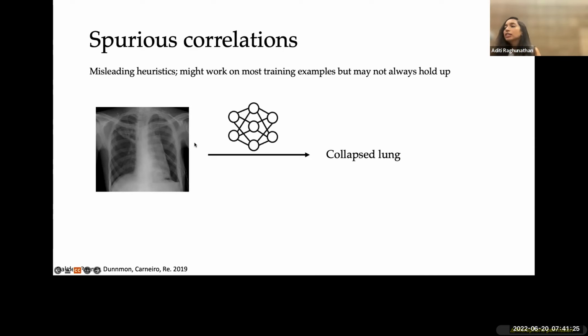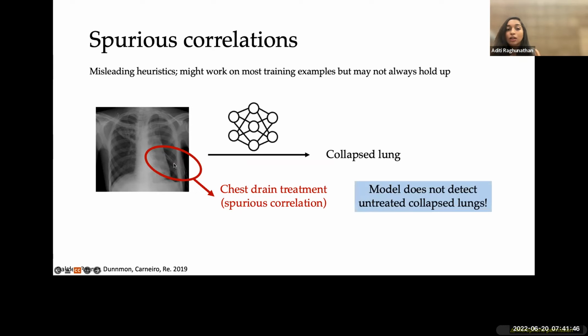But it turns out there is actually a spurious correlation here. If you look carefully, there is a tube which corresponds to the treatment. The way this data set was collected is that every person who was flagged to have a collapsed lung also received a treatment which showed in the X-ray. And the model was really just looking for the presence of this treatment to make its predictions. As a consequence, when you had an untreated patient, the model just did not detect this collapsed lung. And this is a really big problem because this is exactly what we want the model to be used for, and it clearly failed in what it was intended for.